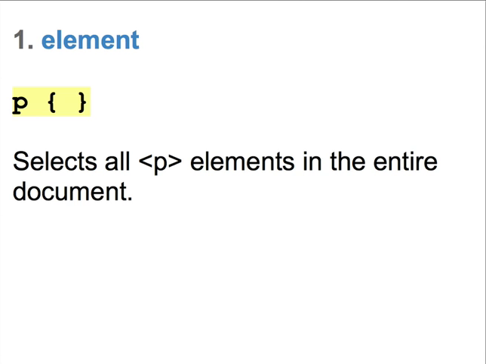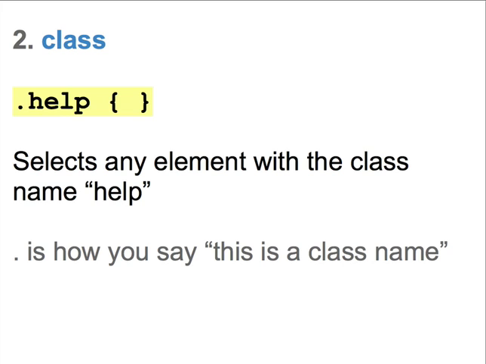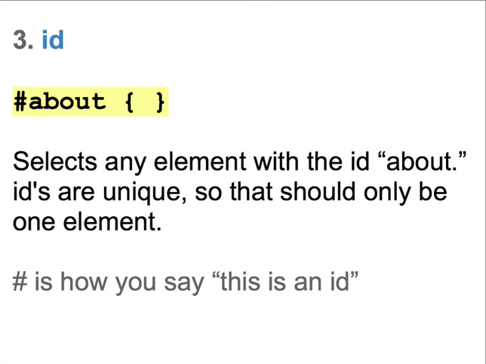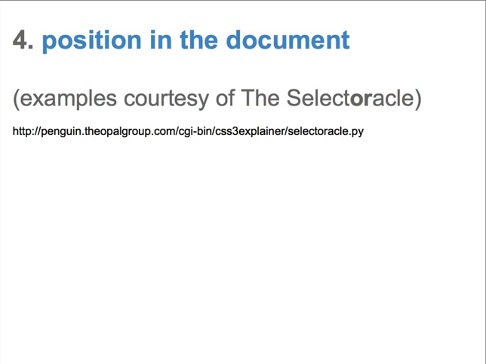So by element here, this says select all the paragraph elements in the entire document, anywhere on the page. If you say .help, this selects any element with the class name help, the dot being how you say this is a class name. Or by ID, if you use the pound symbol, that says select any element with the ID about. IDs are unique, so only one element in your document should have an ID of about. In this case, this is a very specific selector. Or by position in the document.